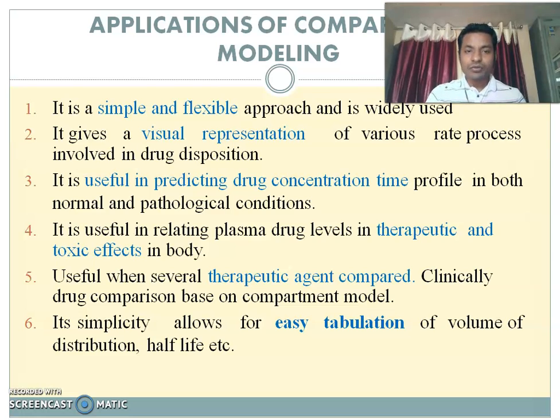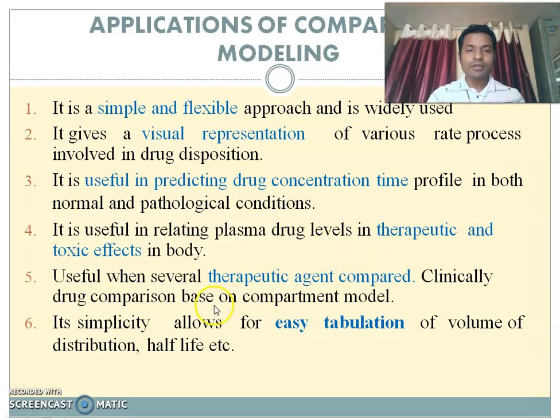Then third, it is useful to predict the drug concentration profile in both cases, that is in the normal case and in a pathological condition. Normal means there is no disease condition. Pathological means a disease condition. So we can compare the drug plasma concentration in both the normal as well as the disease state. Fourth, it is useful in relating plasma drug level to therapeutic and toxic effect in the body. On the basis of the plasma drug level, we can correlate or get an idea regarding the therapeutic effect and toxic effect of the drug.